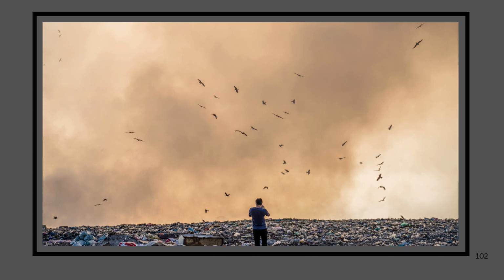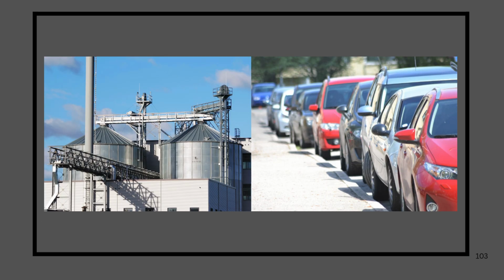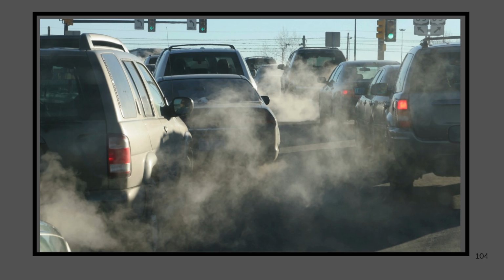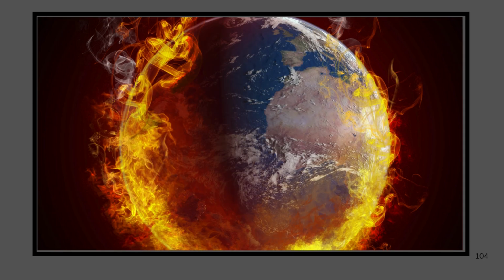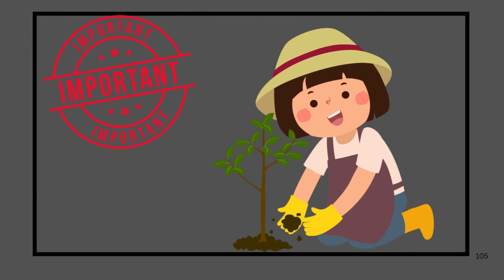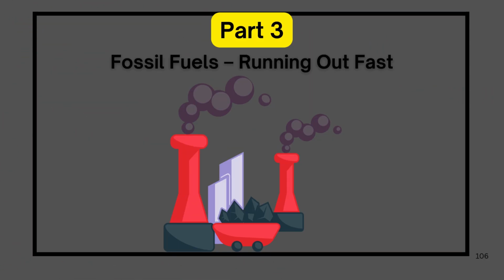People add extra carbon into the air by burning fuels in cars and factories. Too much CO2 is bad for the earth because it causes global warming. That's why planting trees is so important. Part 3: Fossil fuels running out fast.